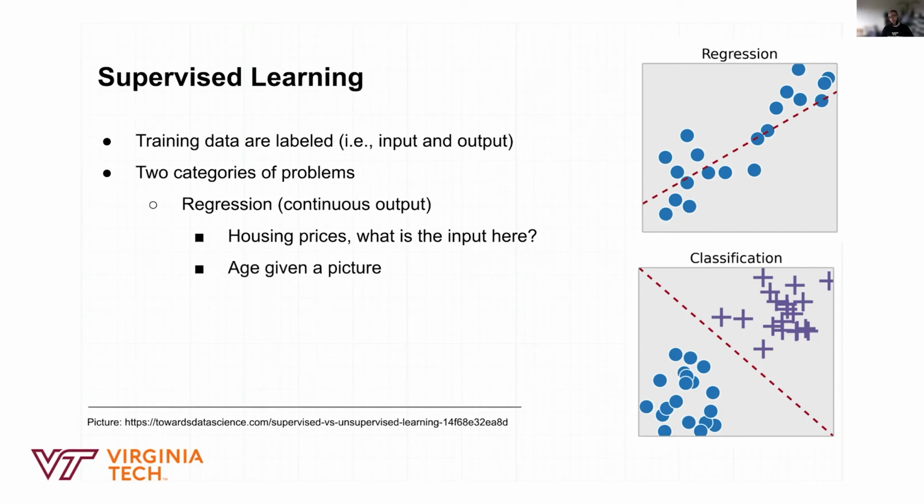Another interesting example is to try to predict the age of a person given their picture. Okay, so the input here is the picture, which is typically going to be the pixels of the picture. And then you would like to guess the age, and the age also is a continuous value.